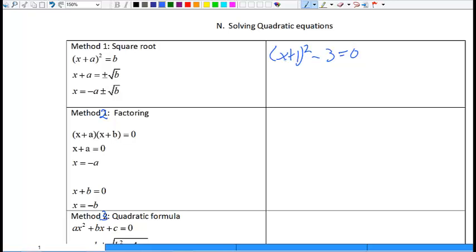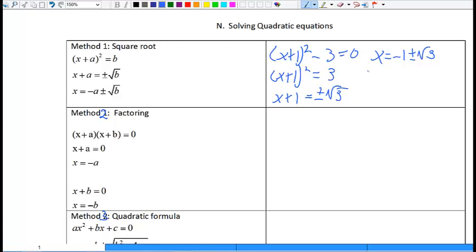So if I bring the 3 over, I get (x + 1)² = 3. And then this is where I'm going to take the square root of both sides. So that's x + 1. And when I take the square root, I should get a plus or minus of something. And then I can bring over the 1. So negative 1 plus or minus the square root of 3. And then those would be our two answers.